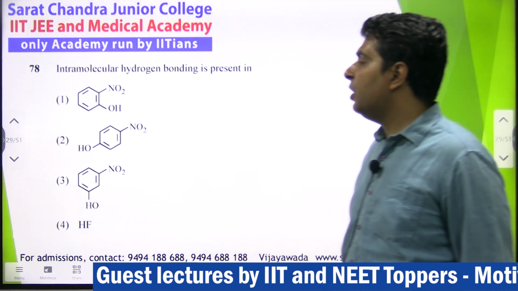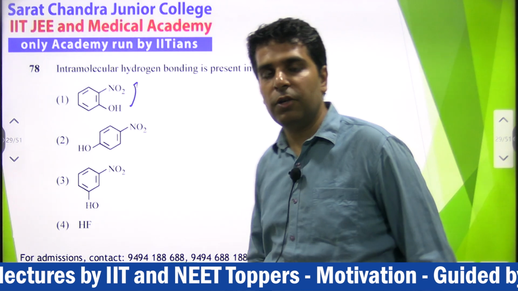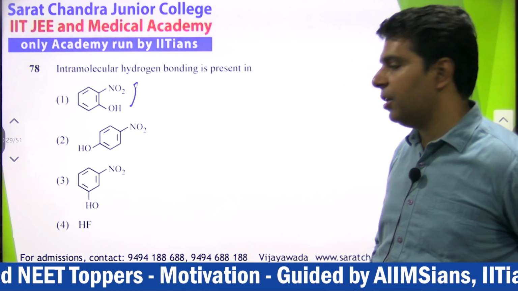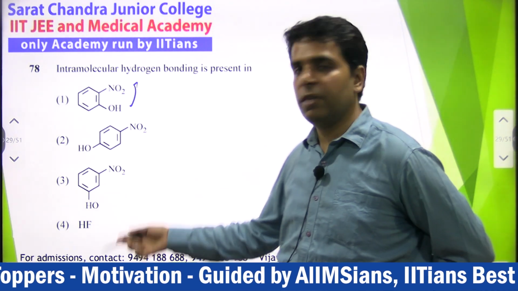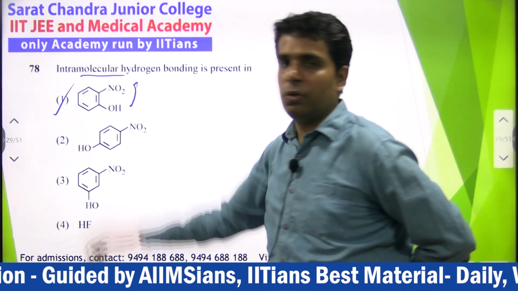Next question, the intramolecular hydrogen bonding. So intramolecular hydrogen bonding is present in, as you must have studied, the ortho isomer. So meta and para will not show intramolecular, they will show intermolecular. HF will also show intermolecular hydrogen bonding. So intramolecular is present in the ortho isomer.